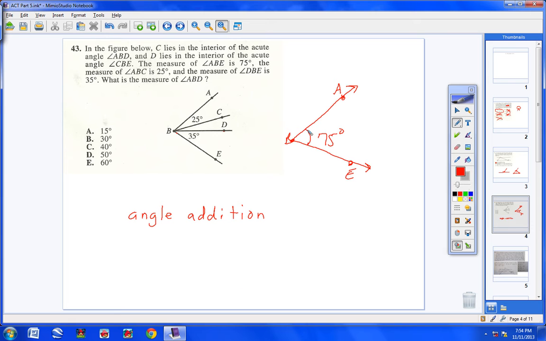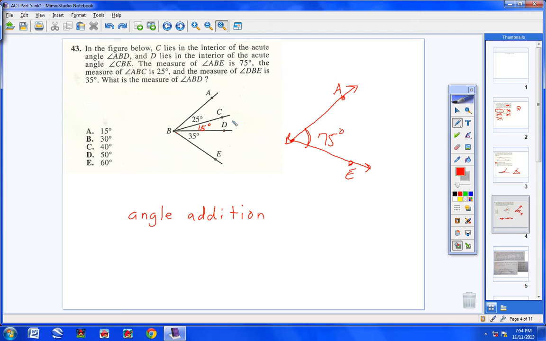What does this whole entire angle have to equal? 75. Well, this much is 25 and this much is 35. So all that I have to do is figure out what this little angle is right here, where this dot is, to make all of this add up to 75. Now 25 plus 35 is 60. So that means this little angle right here has to be 15 degrees. It has to be, because 25 plus 15 plus 35 would give you 75. And this whole angle, it says right here, ABE, the whole angle is 75.